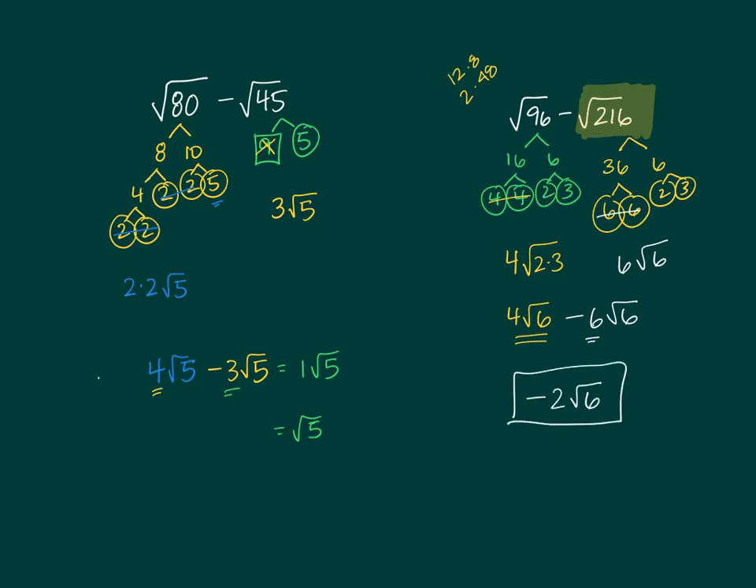I want you guys to try the problem in the middle, the root 243 minus square root of 75. Do the problem out, take a picture, or use the little part of the PDF that I have and submit it to Canvas.